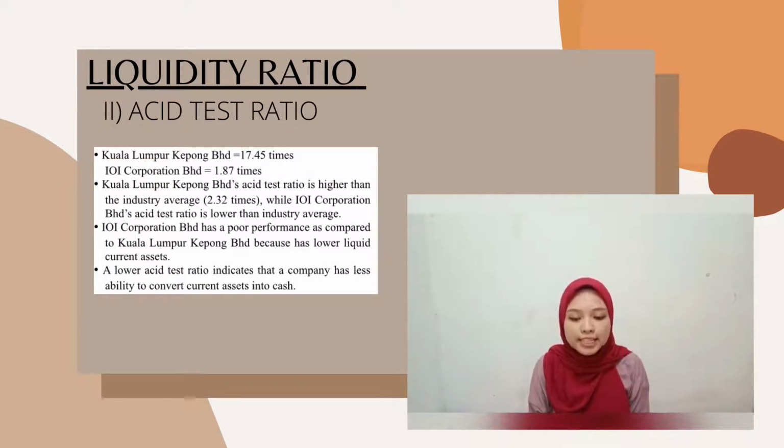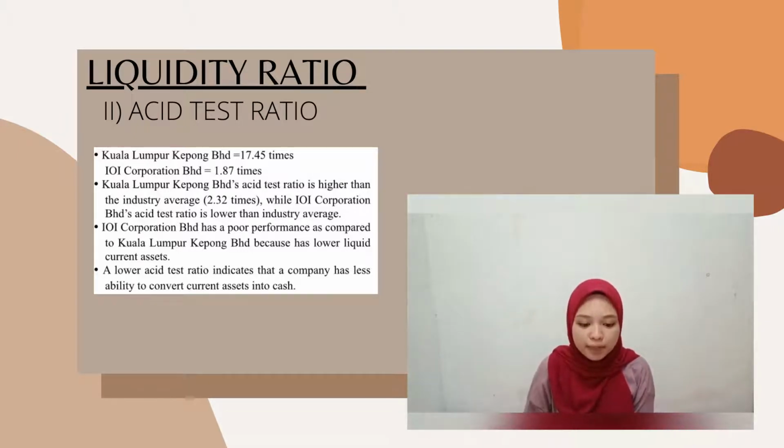For the acid test ratio, Kuala Lumpur Kepong Berhad's acid test ratio is 17.45 times and IOI Corporation Berhad is 1.87 times. Kuala Lumpur Kepong Berhad's acid test ratio is higher than the industry average, which is 2.32 times, while IOI Corporation Berhad is under the industry average.